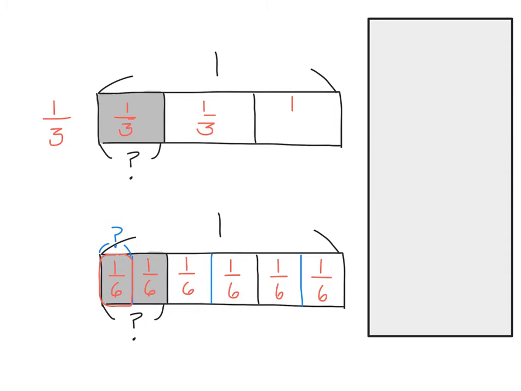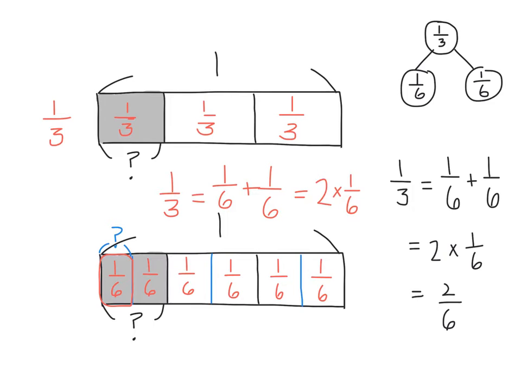2 sixths. Good. So I can say that 1/3 is equal to 1/6 plus 1/6. Do you guys agree? Or as a multiplication sentence, it's equal to 2 copies of 1/6. Okay, we can also show this using a number bond. We can show that 1/3 is equal to 1/6 plus 1/6, or 2 copies of 1/6. Or if we write it as one fraction, it's equal to 2/6.